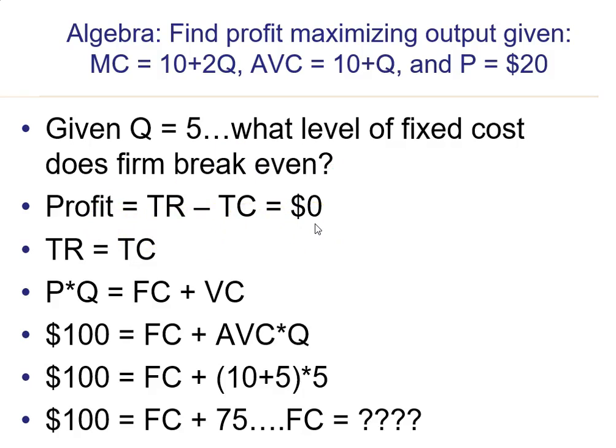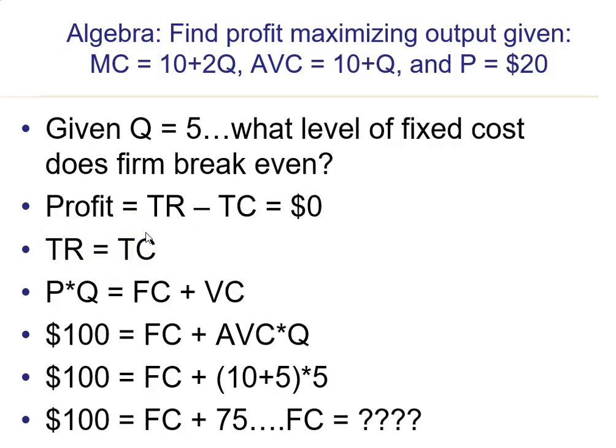Our total revenue, what's that? Well, you're producing 5 and you're getting paid $20 every time you make one, so $100 is going to be your total revenue. Minus your total cost is equal to 0. So our total cost has to be 100 at the end of the day.